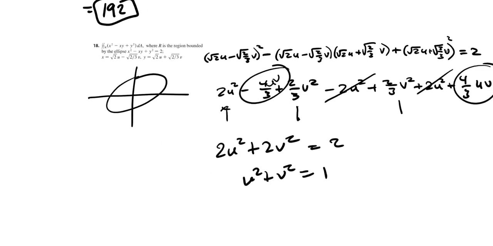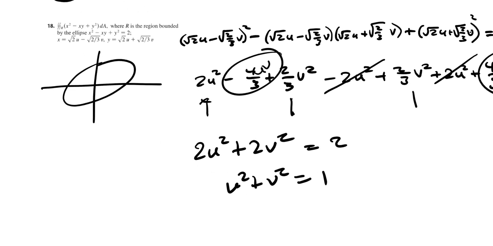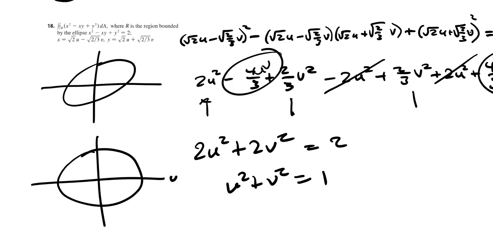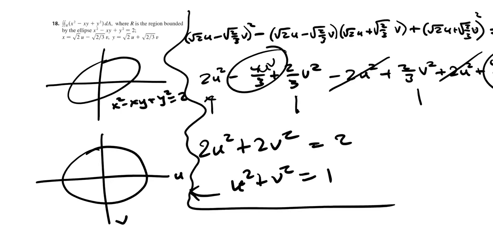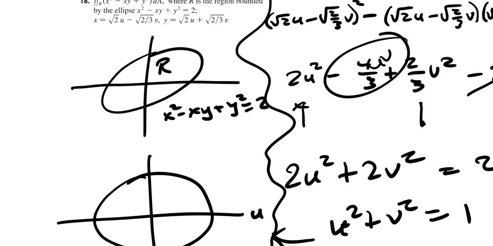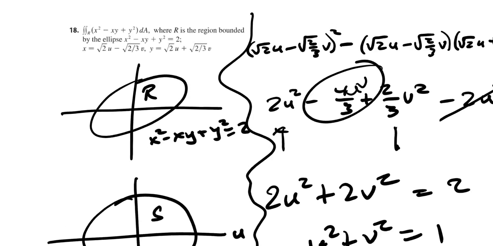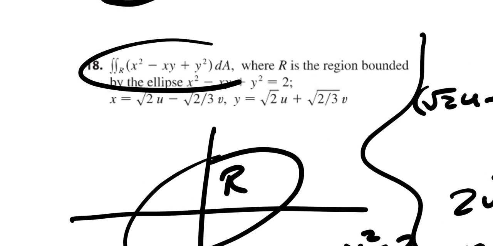So what they've done for us is the heavy lifting of converting this ellipse into a circle of radius 1. This is the uv plane, that's u squared plus v squared inside of there. And then this ellipse is x squared minus xy plus y squared equals 2. In the scheme of all this, the top one is the r, and the bottom one is the s. So we're going to take the integral over r and convert that to an integral over s.